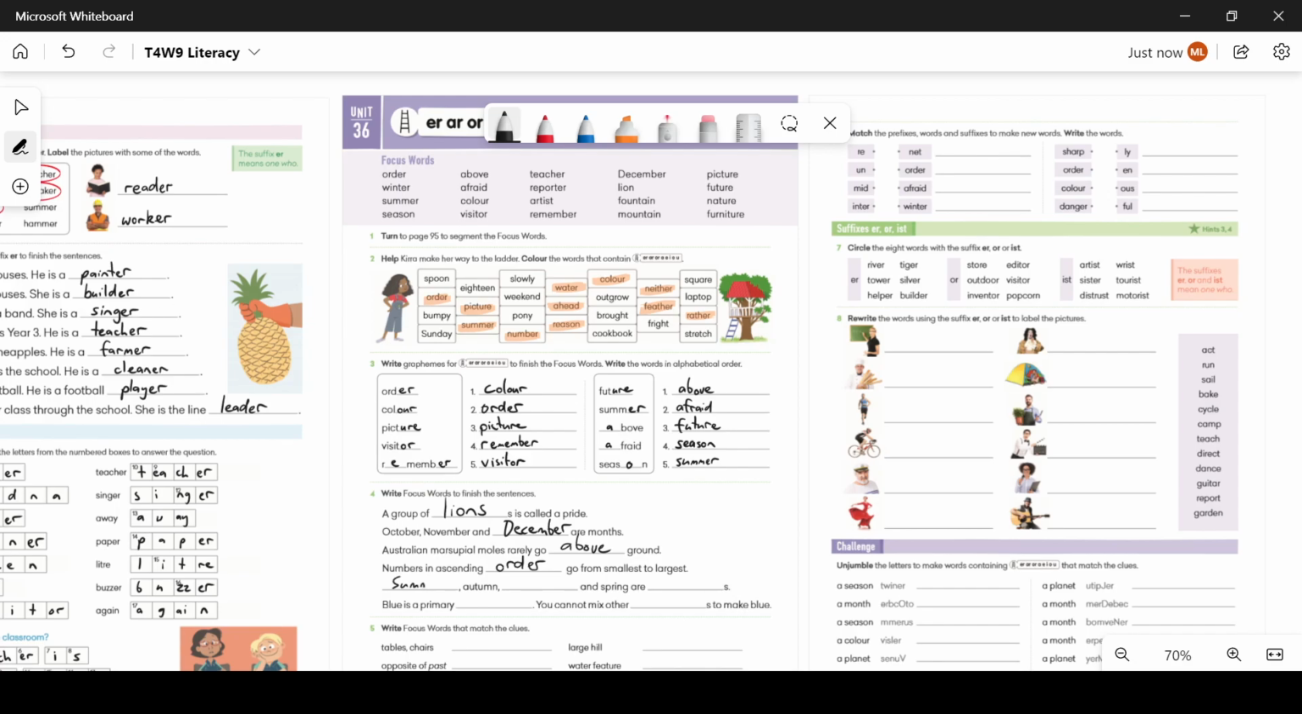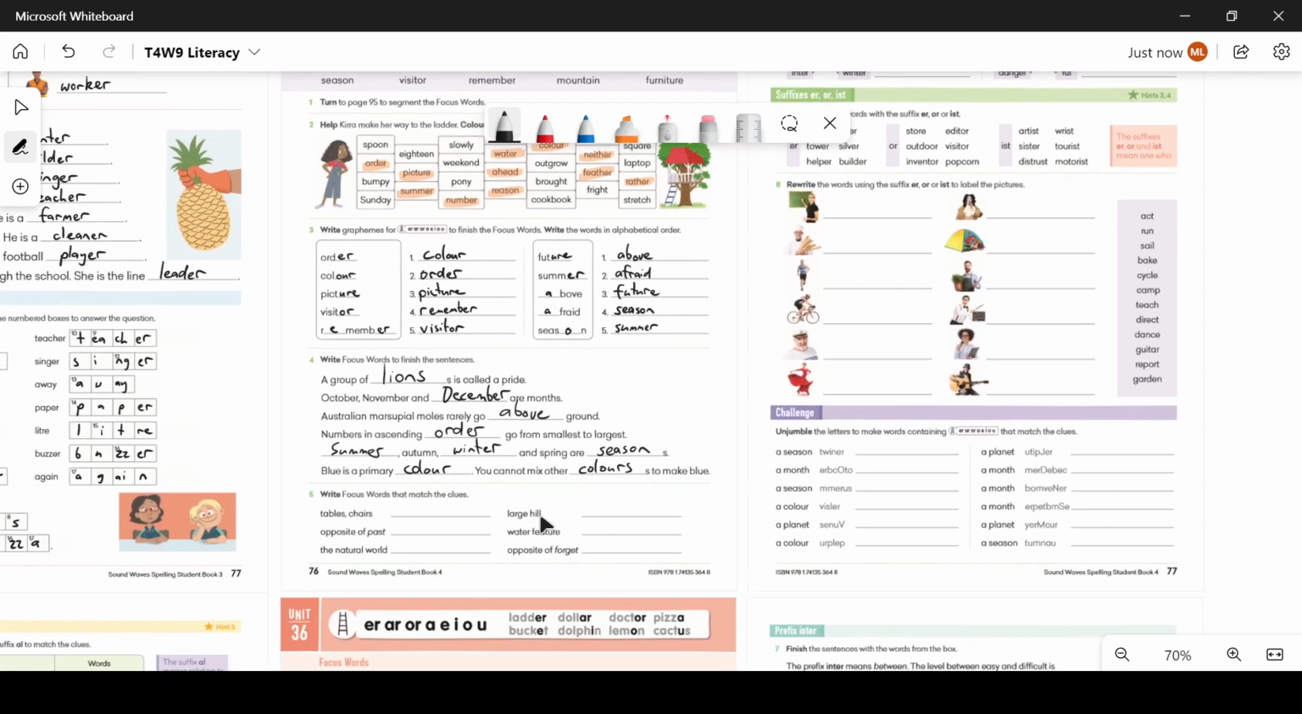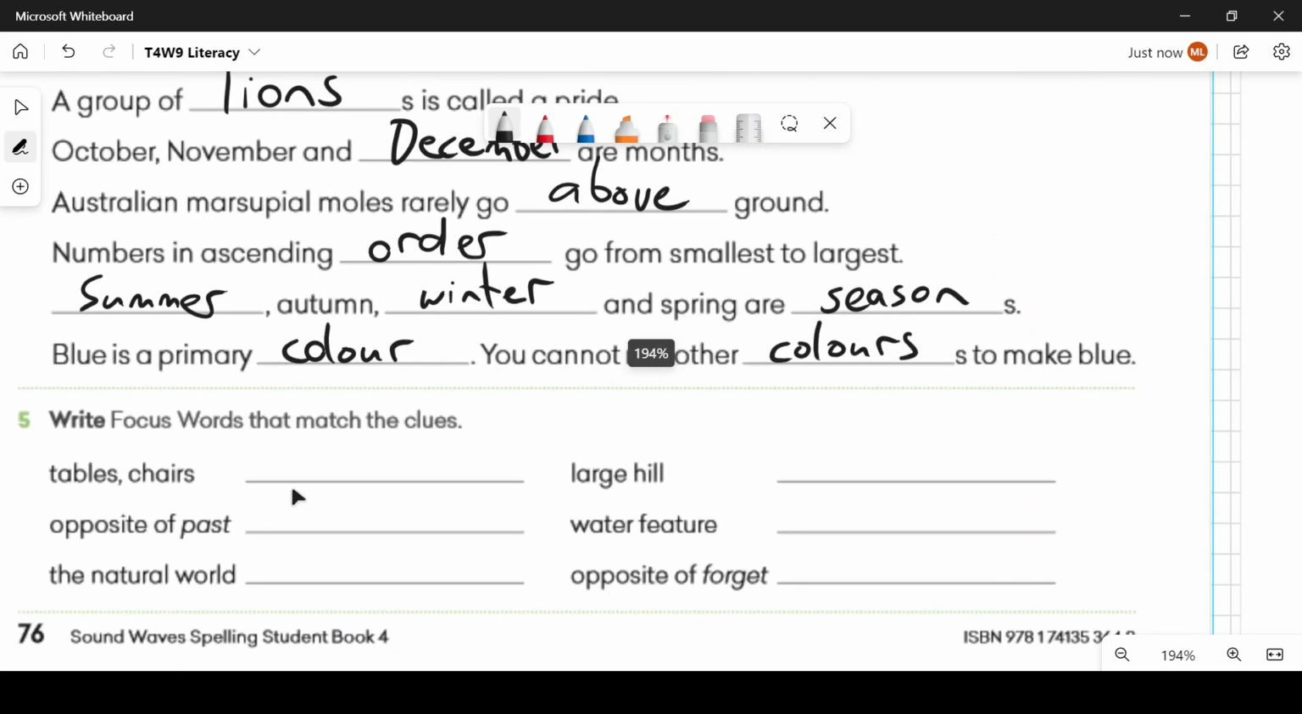Summer, autumn, winter, and spring are seasons. Blue is a primary color. You cannot mix other colors to make blue. Crazy. Right, focus words to match the clues.